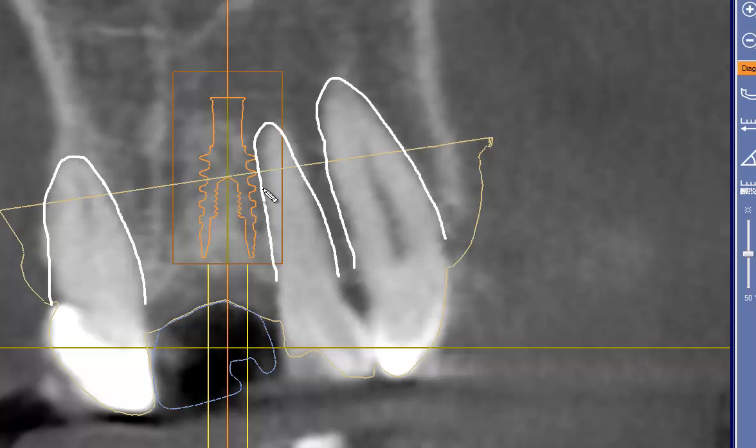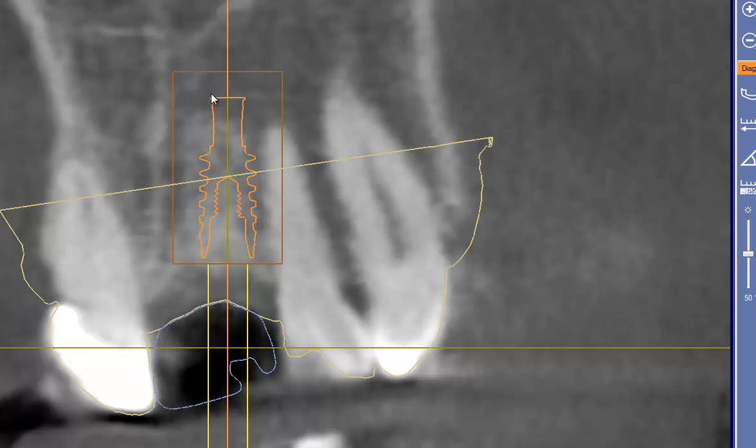So all these roots are kind of pointed that way. Kind of pointed that way. So what I would like to see in an ideal world is that my implant should maybe be pointed that way as well. And I've exaggerated here, but to kind of give an idea of why I'm doing what I'm doing here.